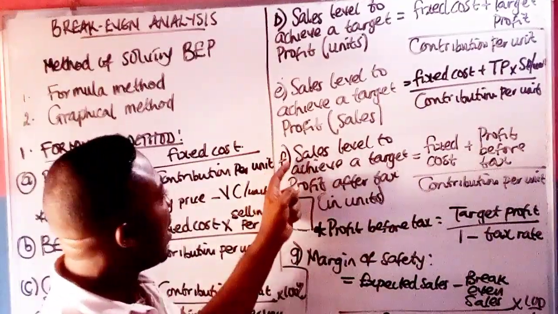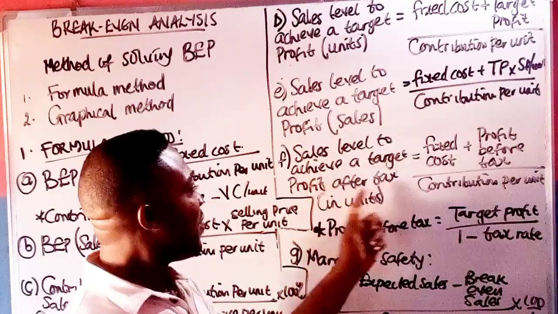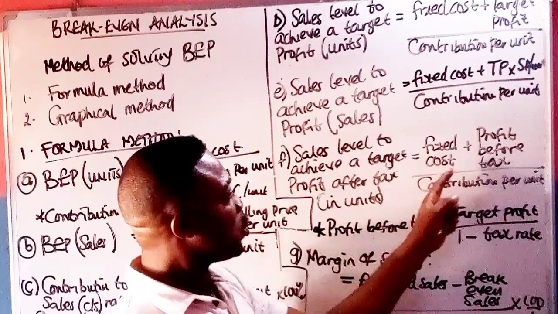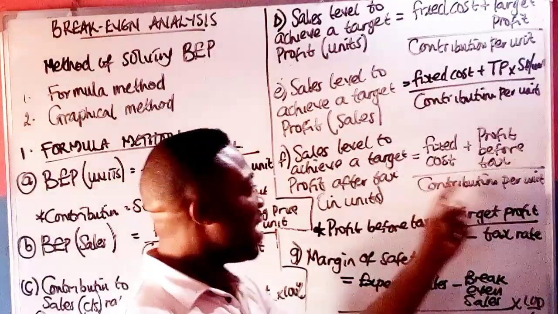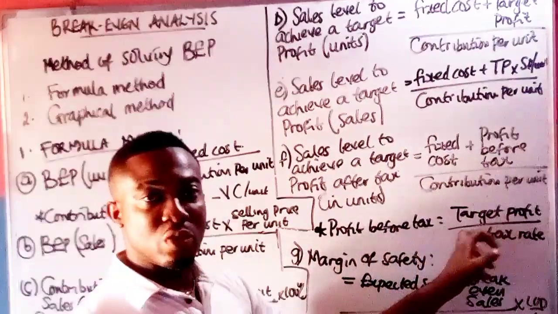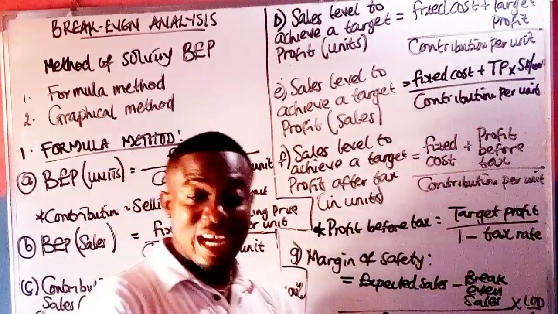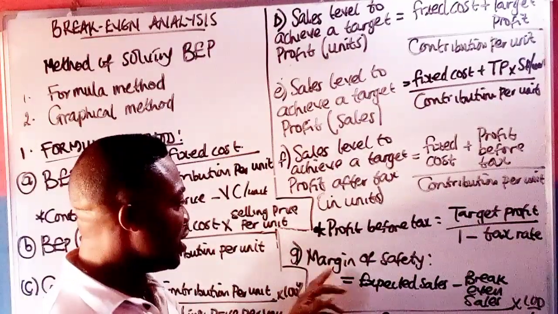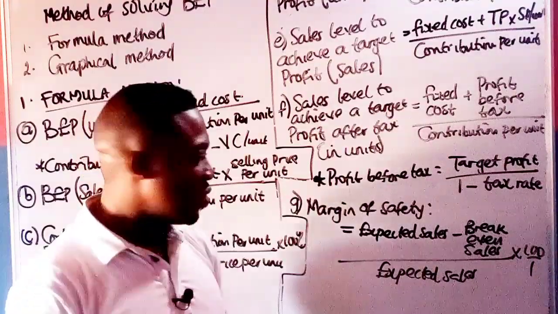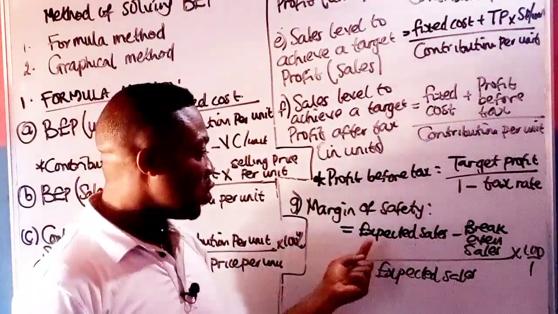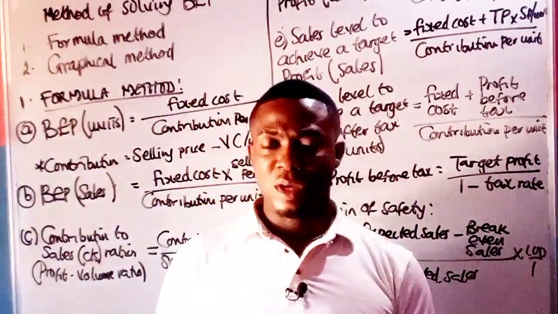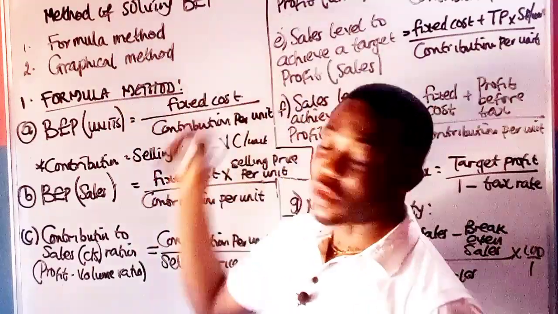While the sales level to achieve a target profit after tax in units: it is the fixed cost plus profit before tax divided by contribution per unit. Now, you ask, what is the profit before tax? It is target profit over 1 minus tax rate. You might be given a tax rate in the question. Then the margin of safety, like we said, is the difference between the expected sales and the break-even sales. It's normally expressed in percentage. So it is given as expected sales minus break-even sales divided by expected sales times 100 over 1. So that is the formula method of solving the break-even point.